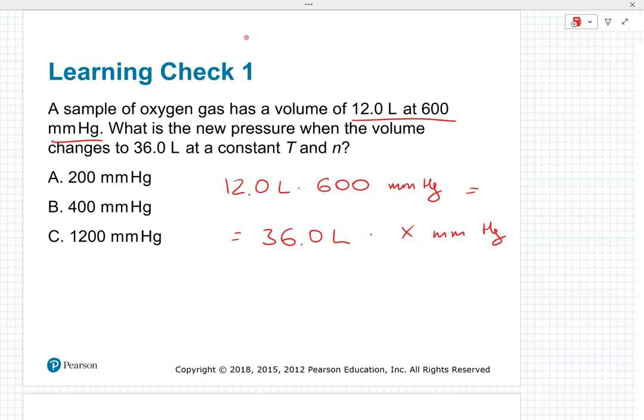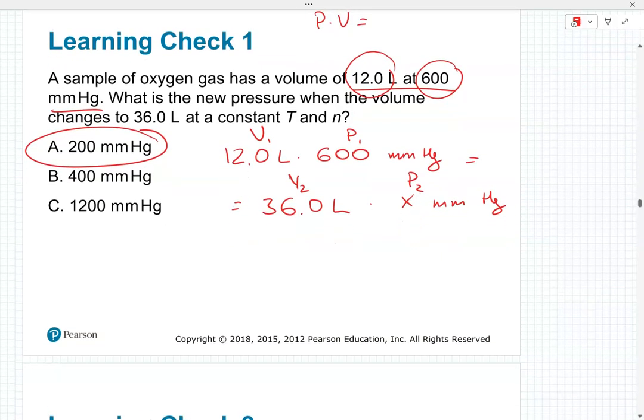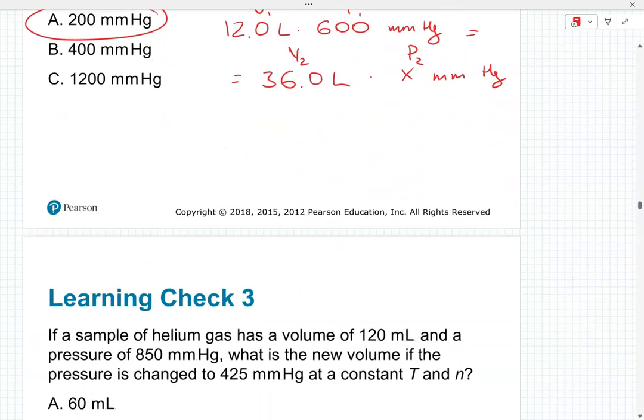Go on. 12.0 liters times 600, is that the same equation as the PV? Yes, exactly. So, in a nutshell, look at this. It's P1 multiplied by V1 equals, well, actually the opposite. Sorry. Okay, this is P1 and V1, and this is V2 and P2 that we try to find. And it's going to be 200 millimeters of mercury. You can do the math yourself. Does that make sense to everybody? All right? Okay, cool.